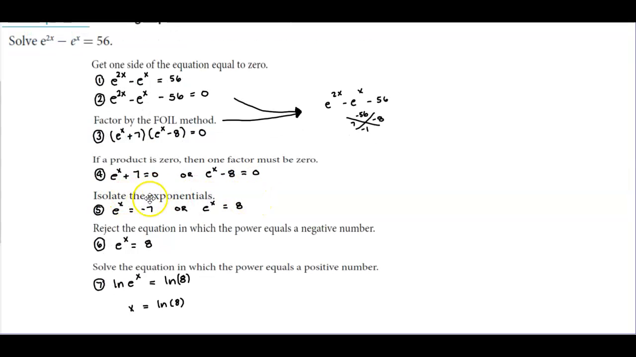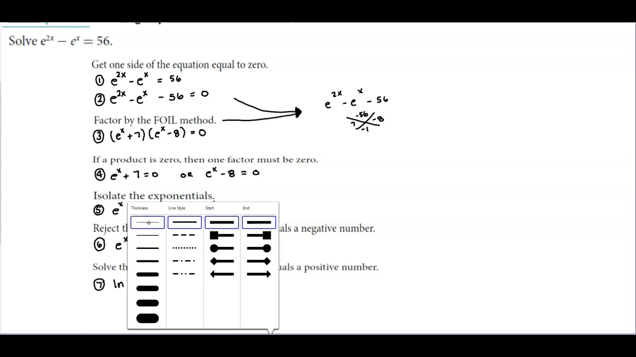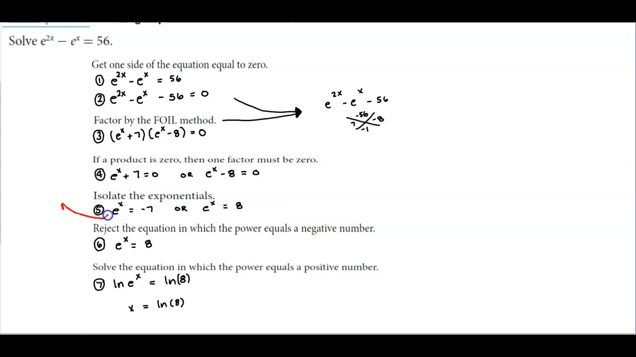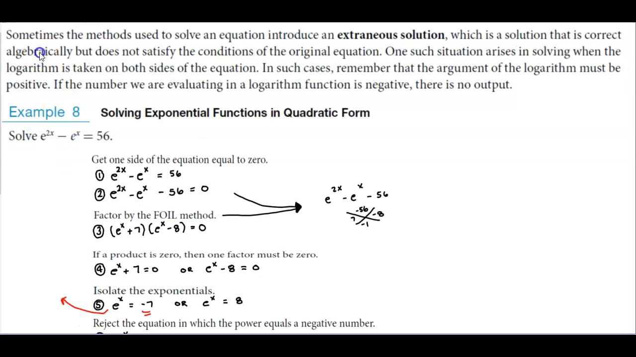And so now when we isolate the exponentials, or isolate the term with the x variable, in step 5 we get e to the x equal to negative 7, or e to the x equal to 8. If you take a look at these solutions, one of them is negative. And going back to what we said at the very beginning, because it's negative, this is an extraneous solution.